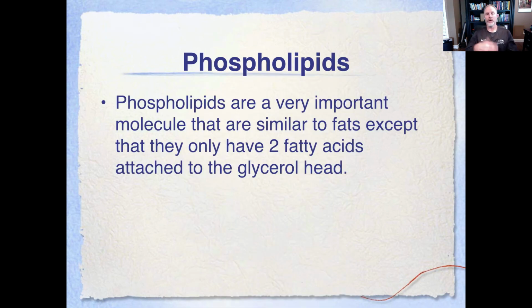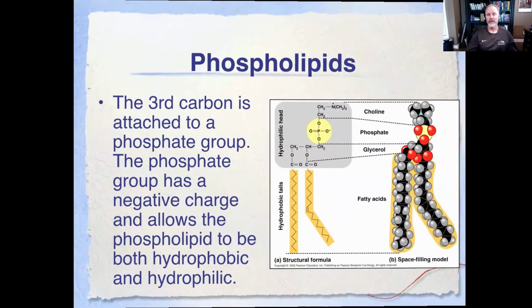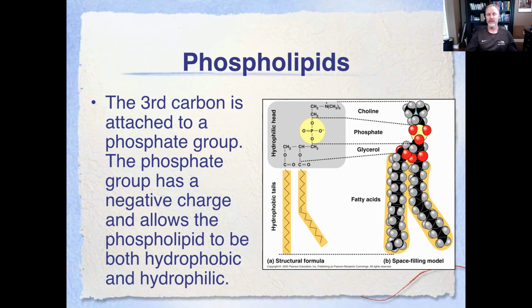Okay, so phospholipids, these are a very important molecule that are very similar to fats, except they only have 2 fatty acids attached to this glycerol head, and they have a phosphate group attached to the other one. Okay, and this phosphate group is negatively charged, and what this does is it allows the phospholipid to be both hydrophobic and hydrophilic, and we say that that's amphipathic, and this is going to be important when we start talking about cell membranes.